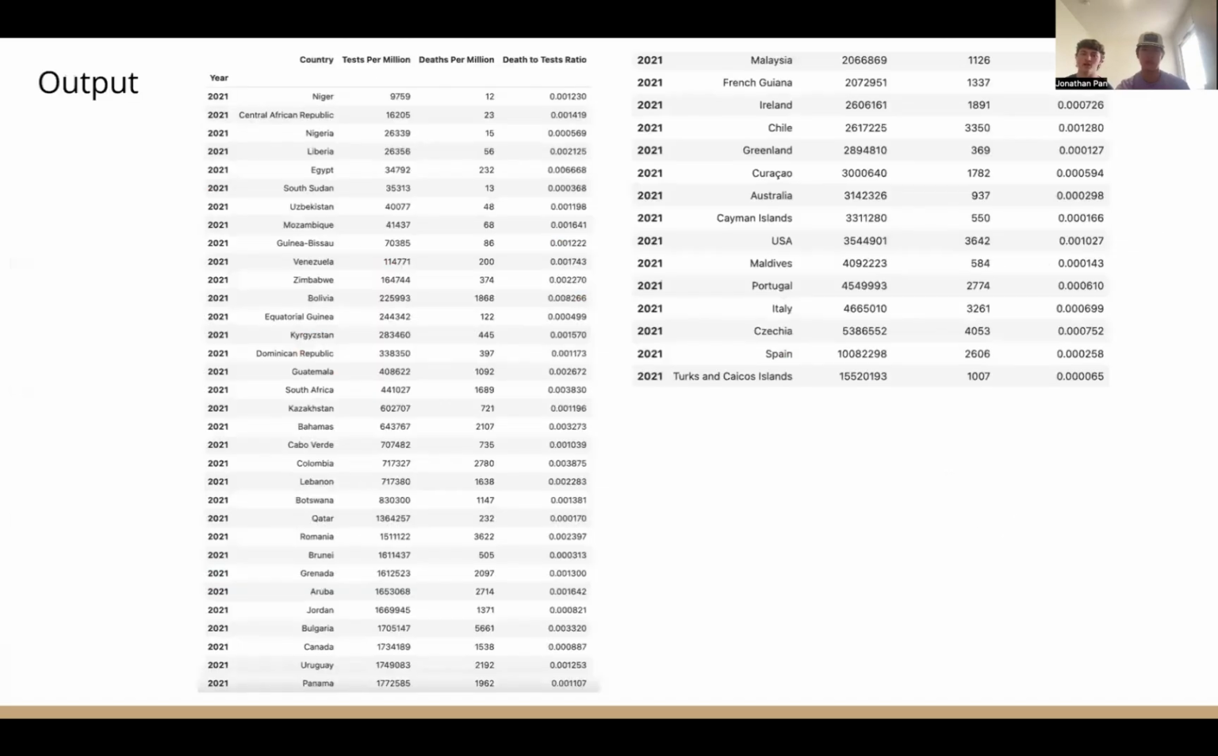You can see the data here where it's sorted by tests per million from lowest to highest, and then it shows the countries with a high death to test ratio and the countries with a low death to test ratio.